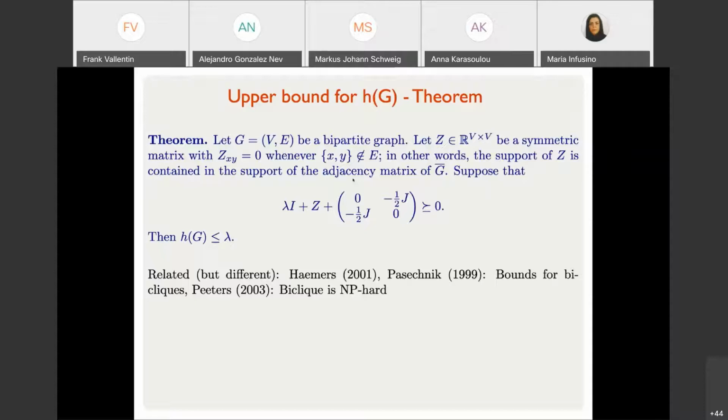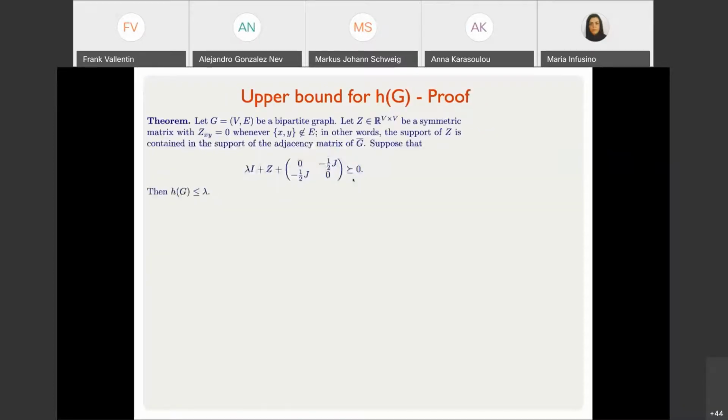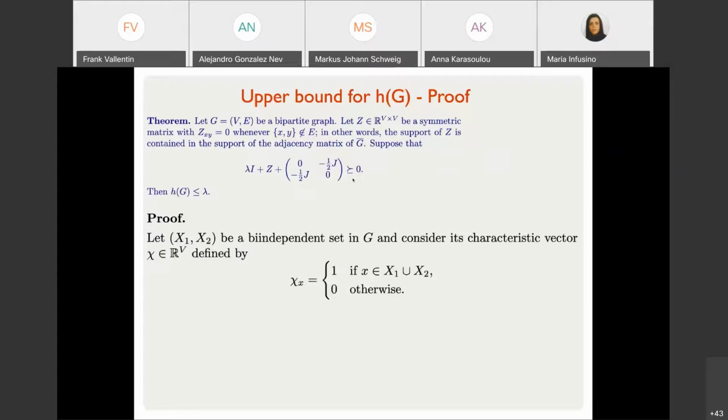Okay, so that's a bound. And this bound is very simple to prove, so let's do this. If you know the proofs that the lower theta number gives an upper bound for the independence number, then this proof will not surprise you at all. It follows exactly the same line.